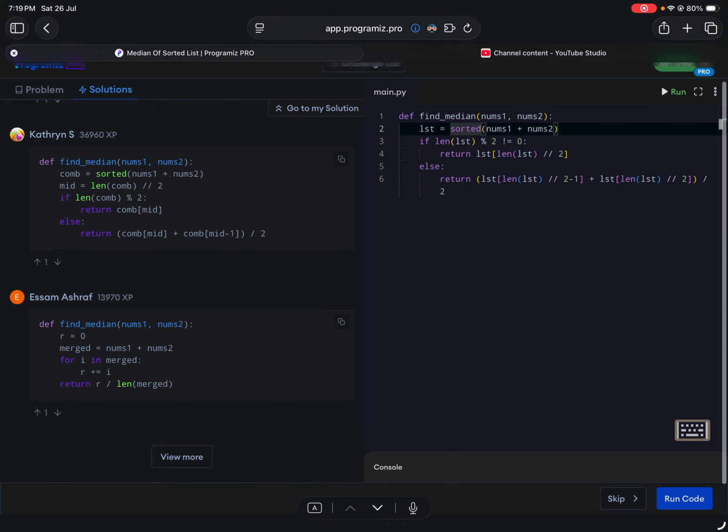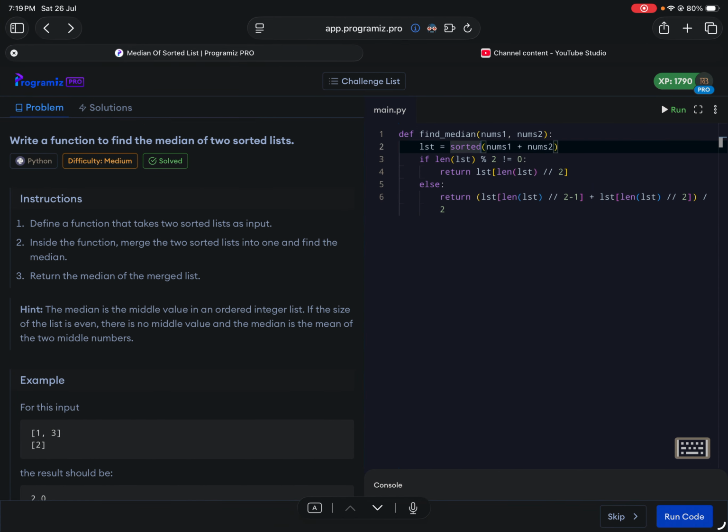Okay, so that's how we can basically solve this particular problem.